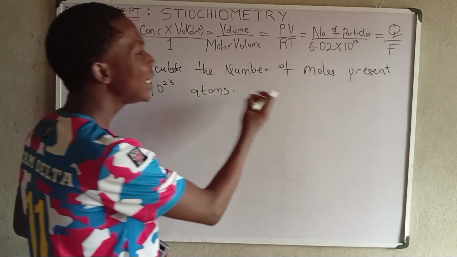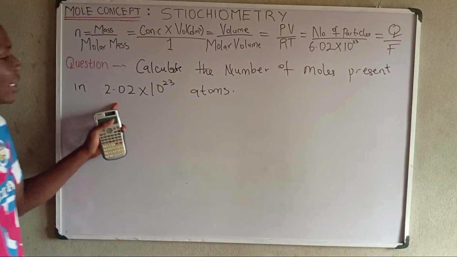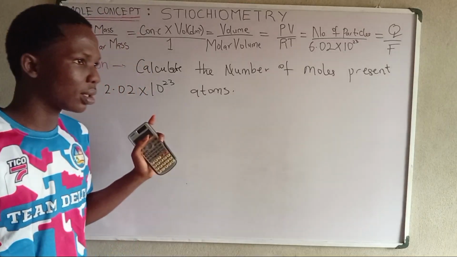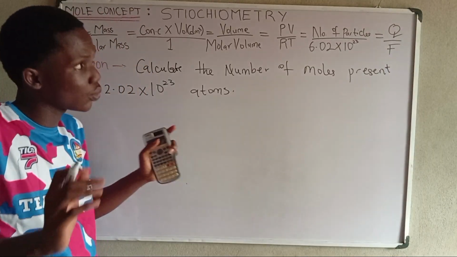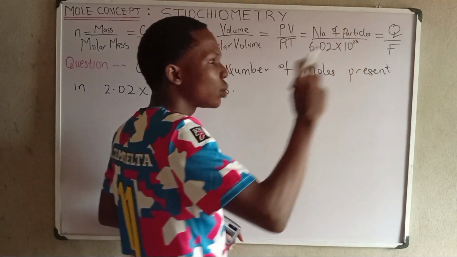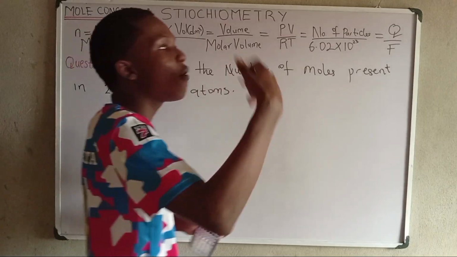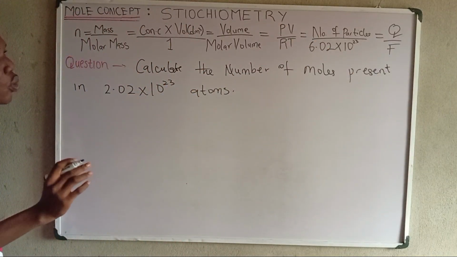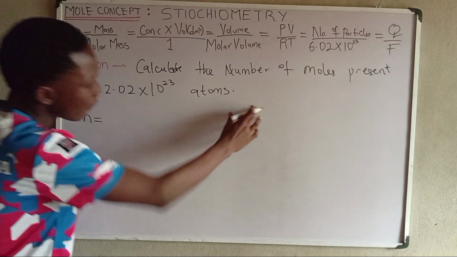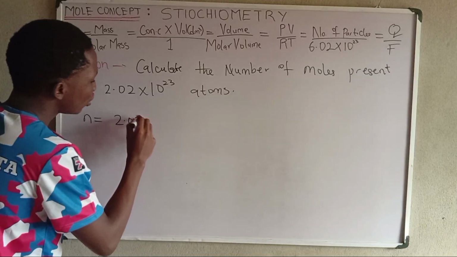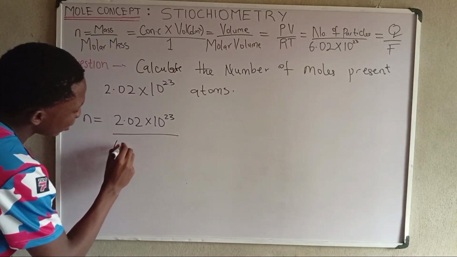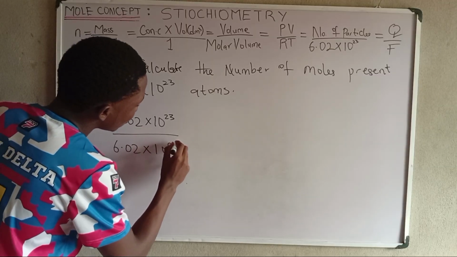From the question, we can see calculate the number of moles present in 2.02 times 10 raised to the power 23 atoms. Now, from these atoms, you already know the formula to use. I told you before that number of particles can also signify number of atoms, number of molecules, and number of ions. So we can simply say number of moles, n, is equals to 2.02 times 10 raised to the power 23 over 6.02 times 10 raised to the power 23.